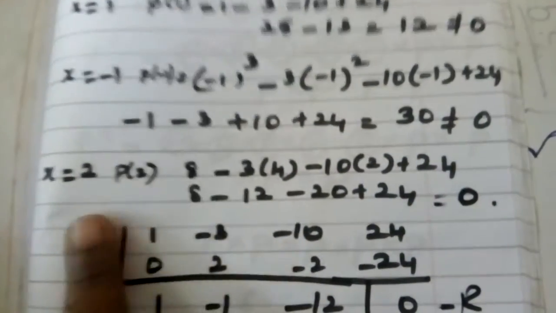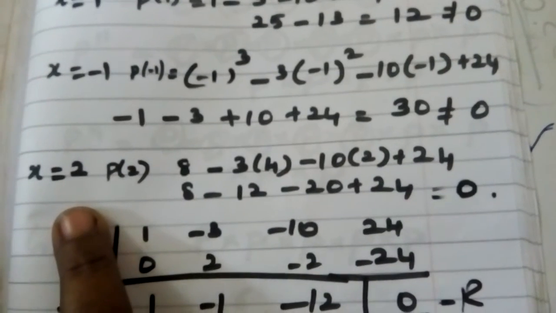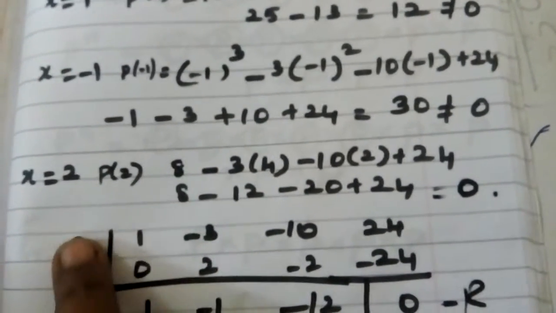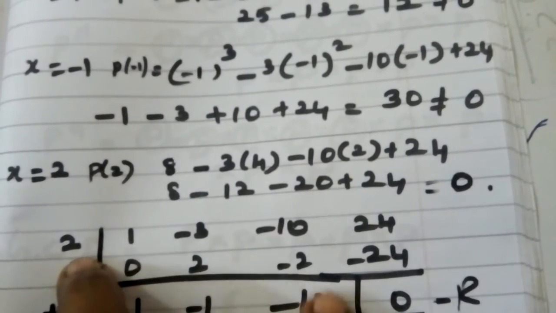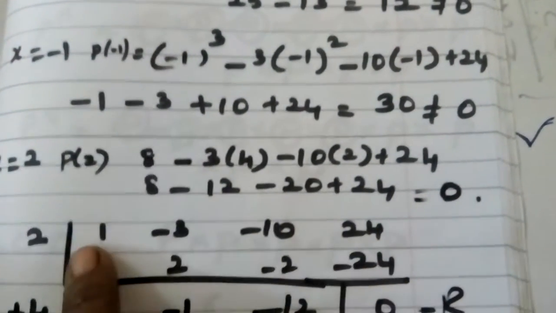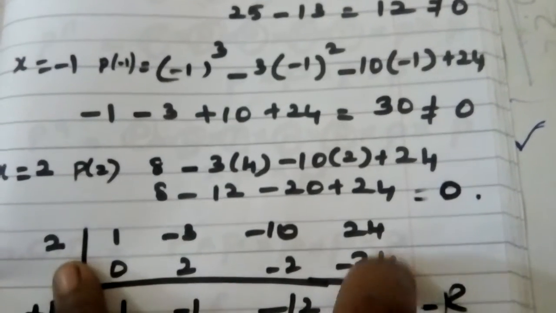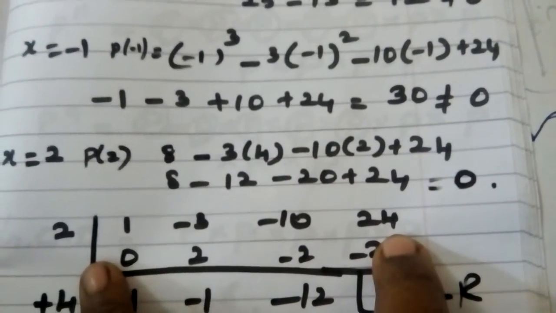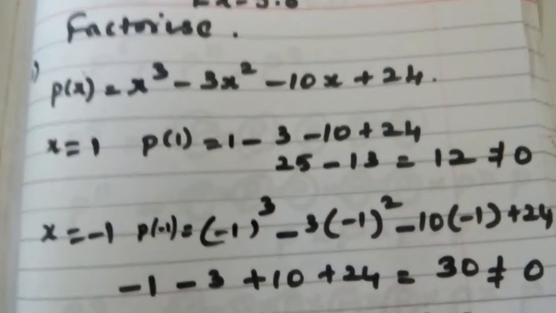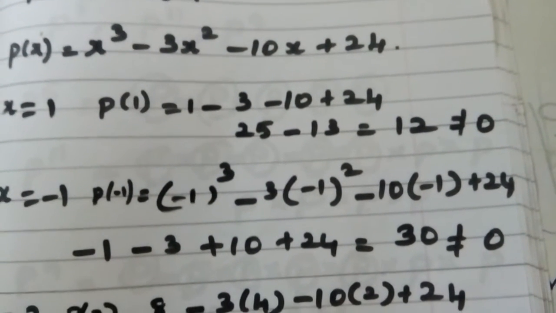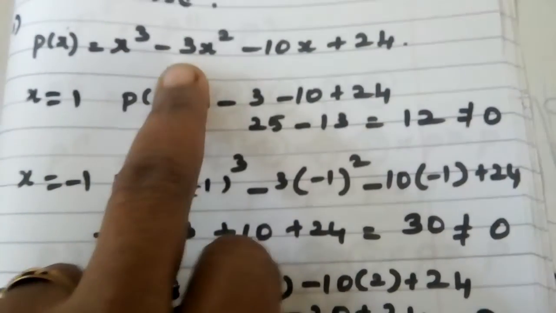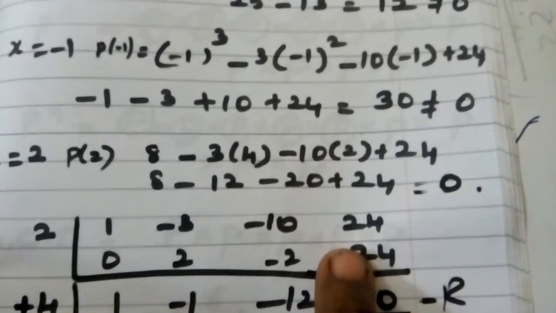Now this is p of 2, x equal to 2. Whichever value gives 0, that value we have to take here, that is 2. Then write this equation now. It should be written in the standard form. Check it, the polynomial should be given in the standard form. If not, wherever you have to introduce 0, you have to do it. Now this is 1, minus 3, minus 10 and 24. So I have taken the values like this, as given.